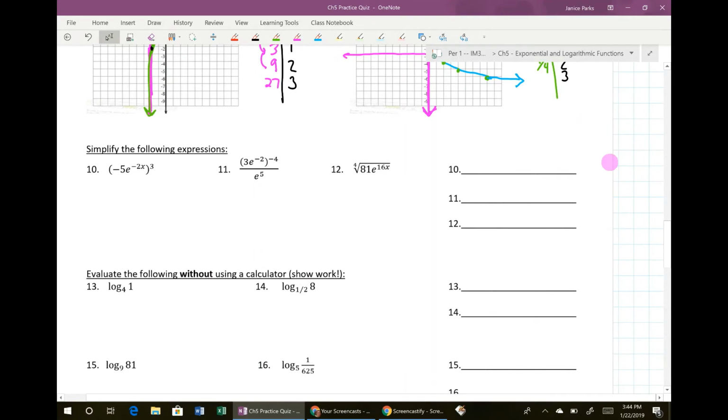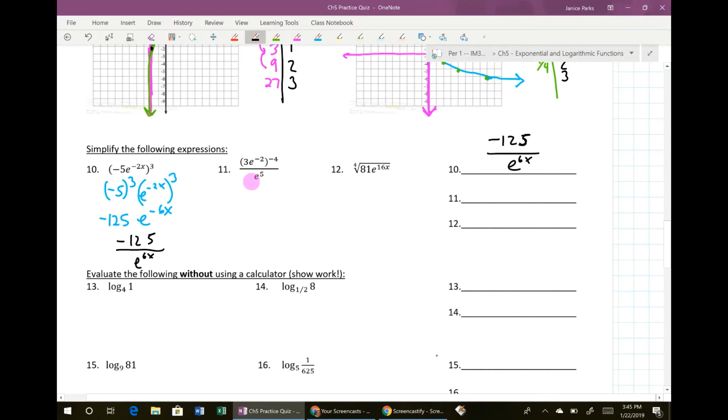For number 10, we're going to apply that 3. So it's going to be negative 5 to the third, and then it's going to be e to the negative 2x to the third. Negative 5 to the third is negative 125. This will be e to the negative 6x. The negative 125 stays where it is, but because the e has a negative exponent, we need to move it to the denominator. So negative 125 over e to the 6x. Again, the 125 does not move to the denominator because it is not an exponent.